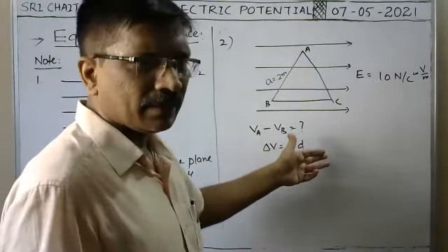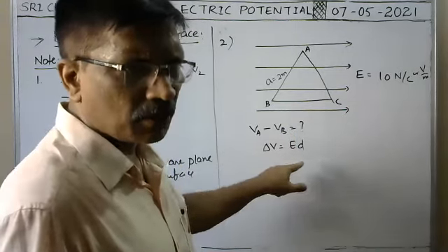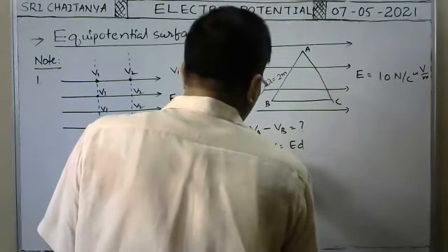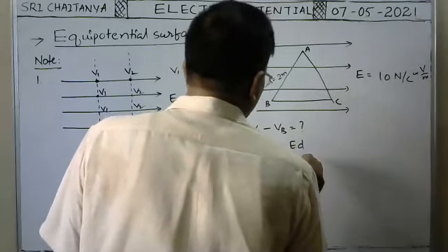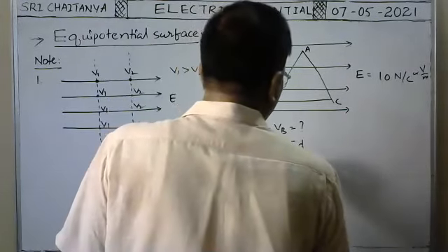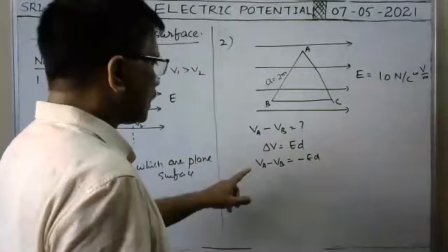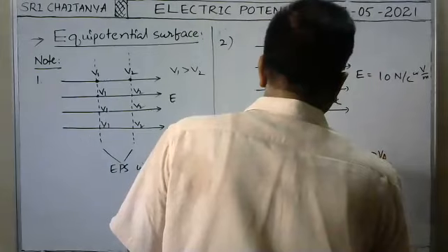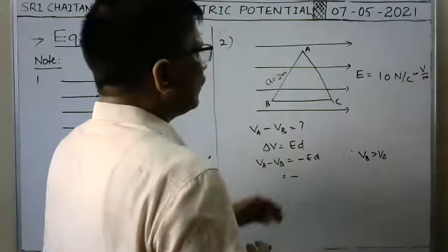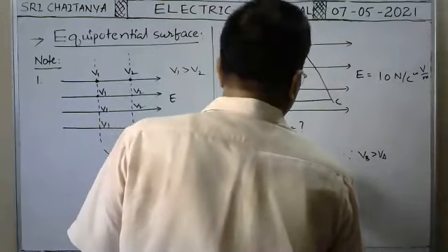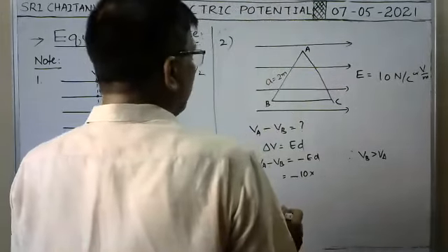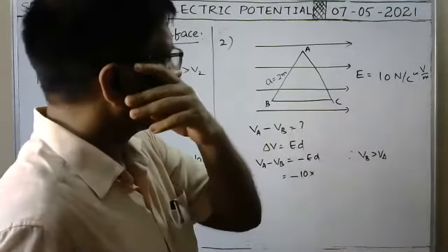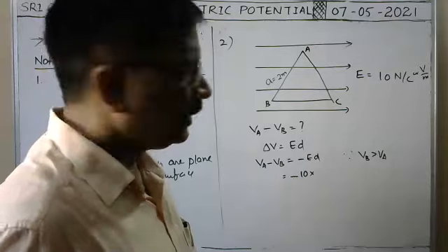Potential difference V is equal to ED. Here I have taken potential difference delta V is equal to E into D. Delta V means VA minus VB, which is equal to, no doubt, minus E into D, since VB is greater than VA, so that is equal to minus. What about E? Of course, it is given as 10. Into what about D? D means the distance between points A and B along the direction of the electric field.